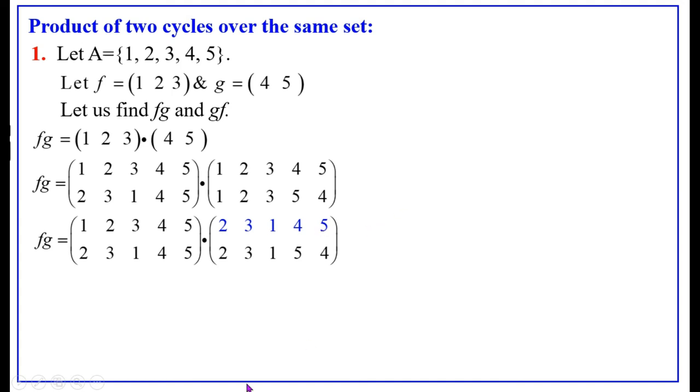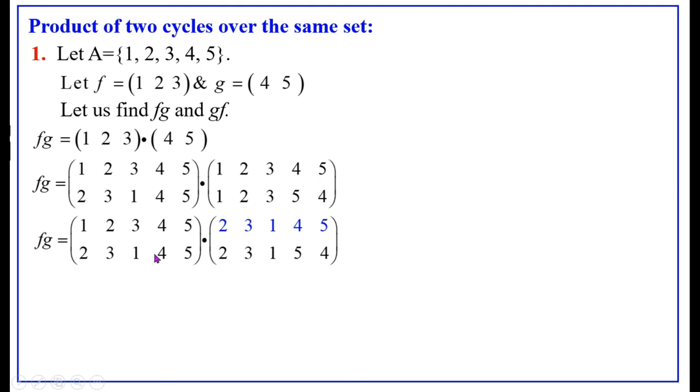Now we are going to take the product. Whenever you want to find the product of two permutations, we rewrite the columns of the second permutation so that the first line of the second permutation is always the same as the second line of the first permutation. Here we have rearranged the columns of the permutation G.